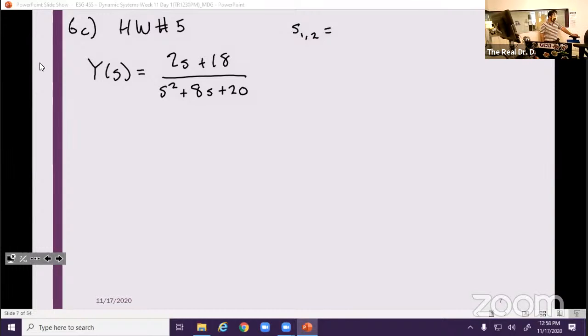Negative what? Plus or minus 2? Close. So first of all, it's not going to be 3, because we've got s squared, so we've got to have 2 roots. You're close. It's negative 4 plus or minus 2.